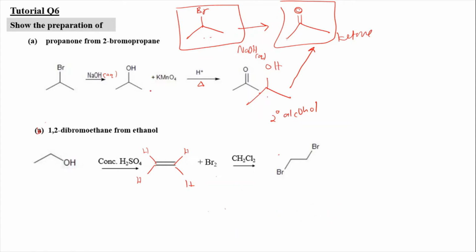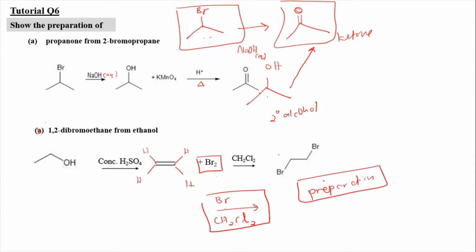Okay, so for the synthesis, you can also write it as Br2CH2Cl2. If you don't want to use this way, you can also put it this way, only for the question of preparation. For other questions, you have to write the reactant on the left hand side, for example, concentrated H2SO4, similar to those in question number 5.